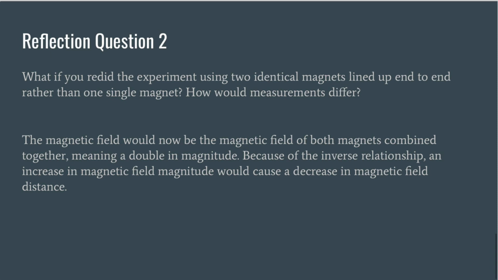The second reflection question asks, what if you redid the experiment using 2 identical magnets lined up end to end rather than a single magnet? This would make the magnetic field of both magnets combined double the magnitude of the magnetic field of just one magnet. And because of the inverse relationship the magnitude of the magnetic field has with distance, this would cause a decrease in the distance of the magnetic field.